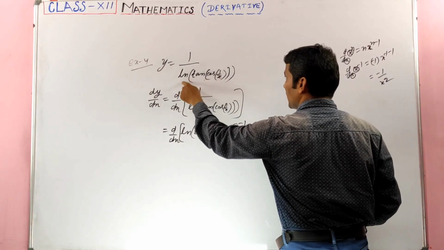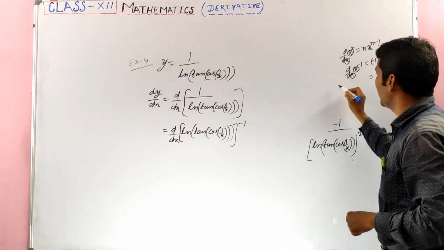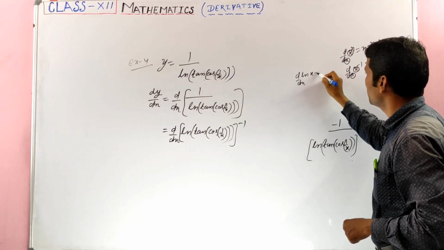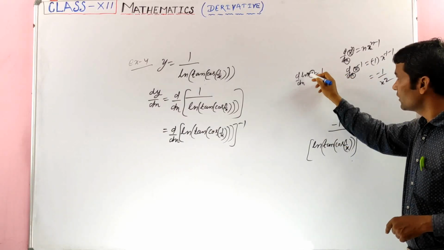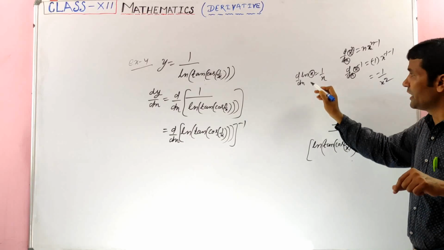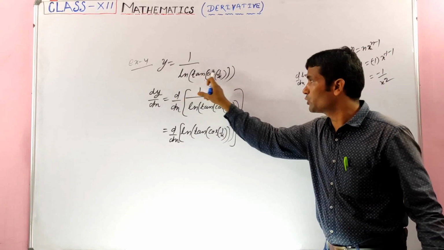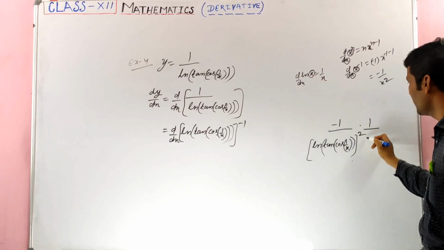Something is what? ln. Again use the formula d by dx of ln x. See here, d by dx of ln x, the formula is 1 by x. So the derivative of ln of something is 1 by something. Then if they are the same, now the derivative of ln of something is 1 by something.